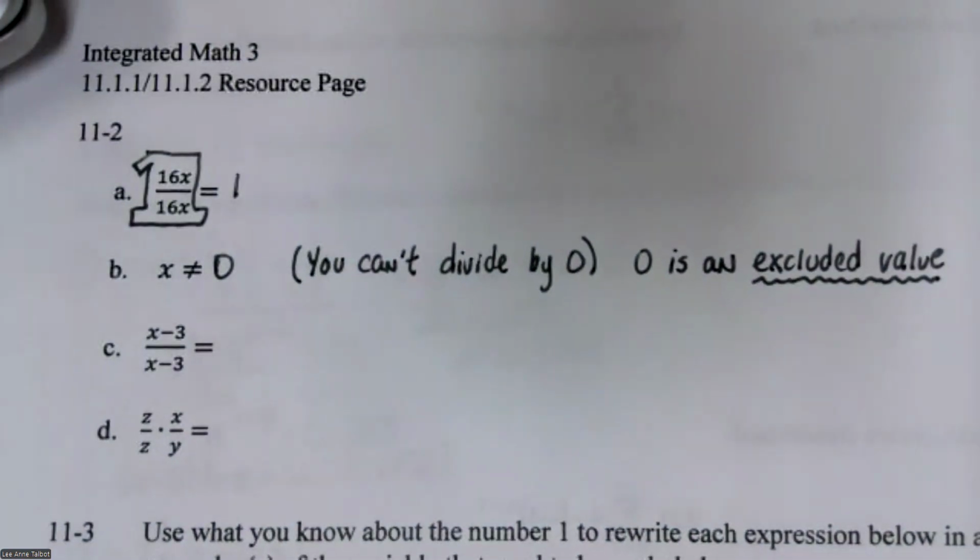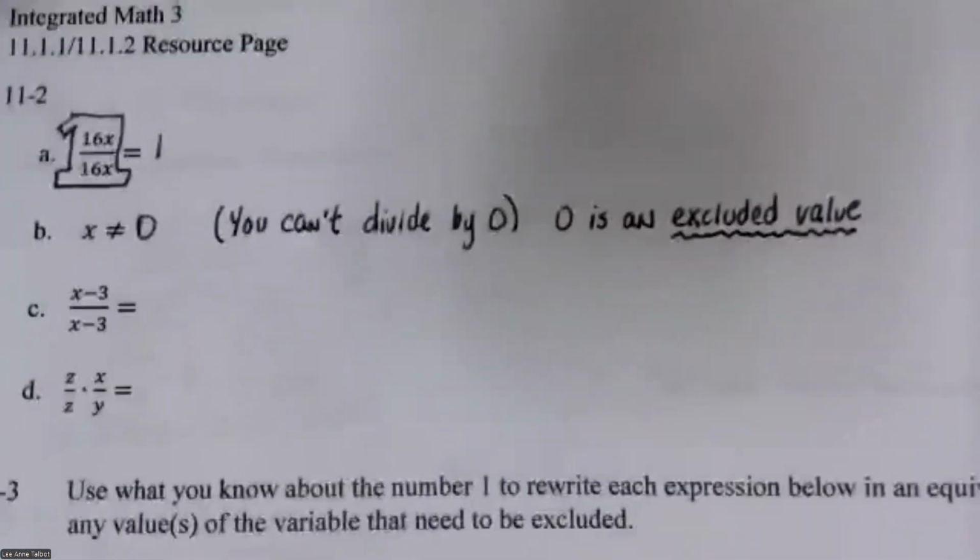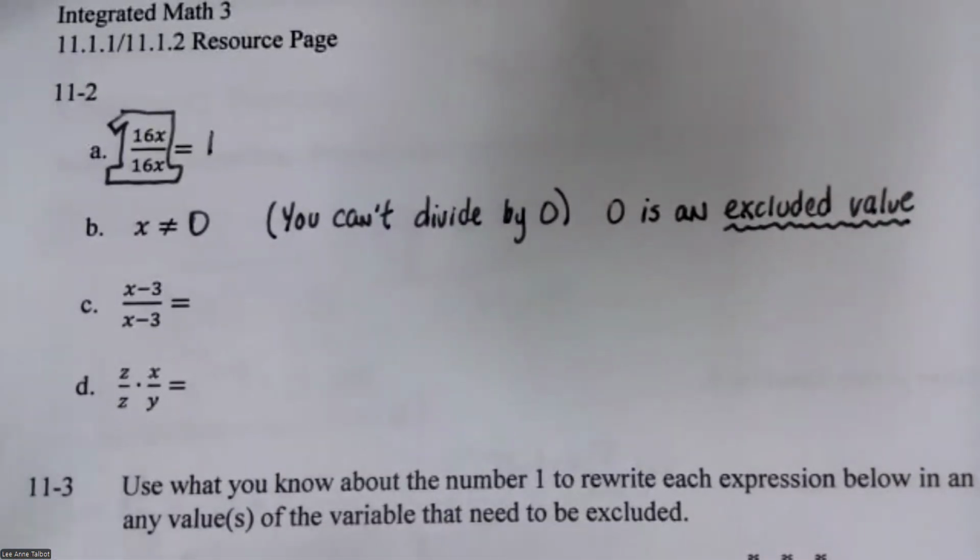Okay, so there's your vocab. Okay, so now for C, we have 2 things for C. We're going to find out what the answer is. I'm hoping that you can see that it's 1. Okay, and then we're going to find the excluded value.